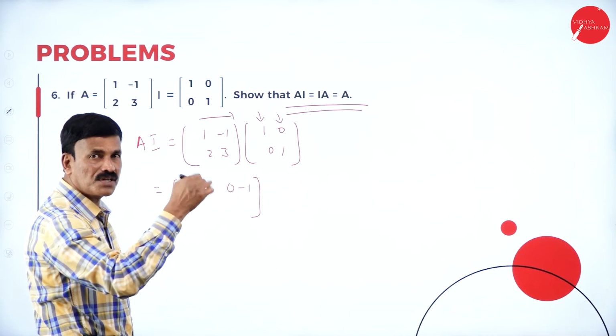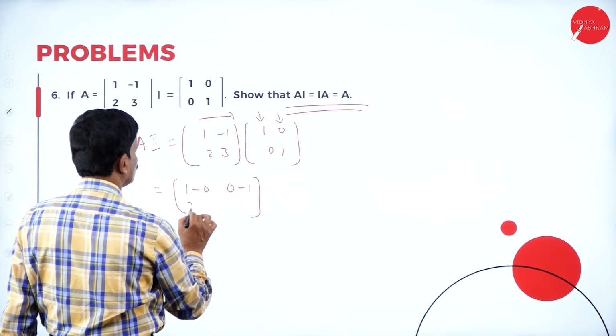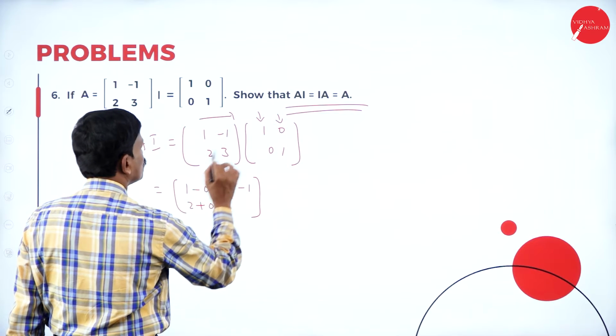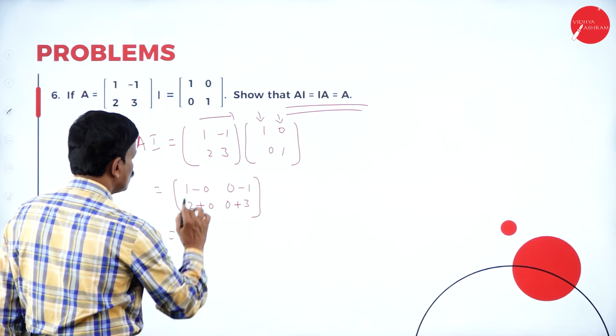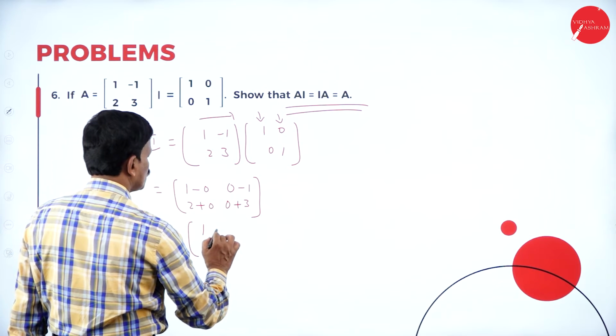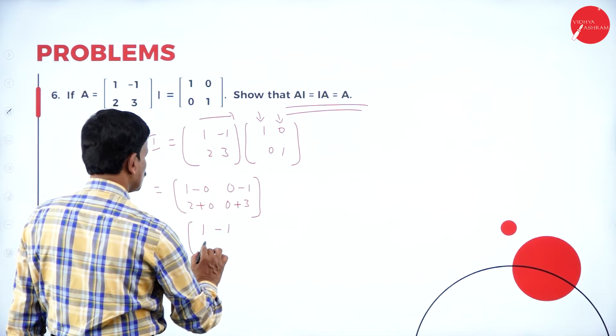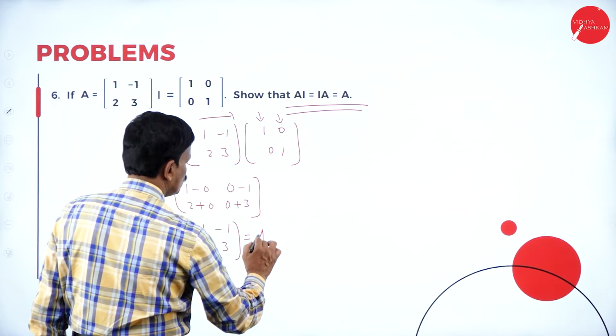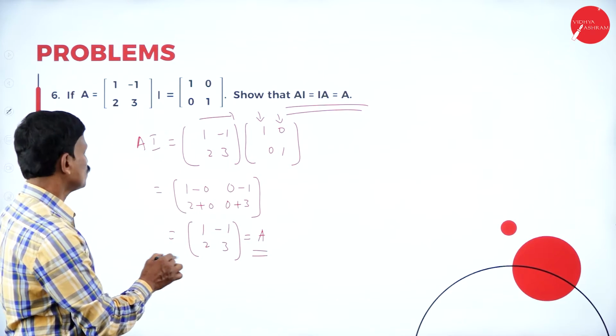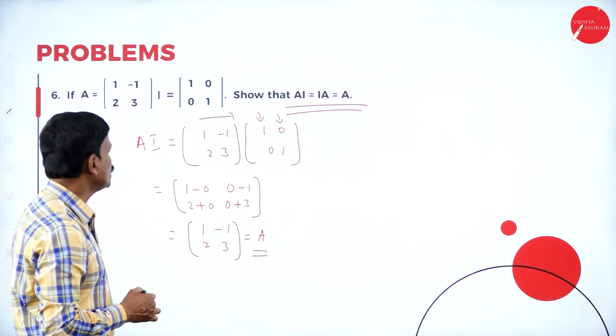Again, second row, first column: 2 into 1 is 2, plus 3 into 0 is 0. Second column: 2 into 0 is 0, plus 3 into 1 is 3. Add this: 1 minus 0 is 1, 0 minus 1 is minus 1, 2 plus 0 is 2, and this is equal to 3. What is this equal to? This is equal to A itself, 1, minus 1, 2, 3. So A into I is equal to A.